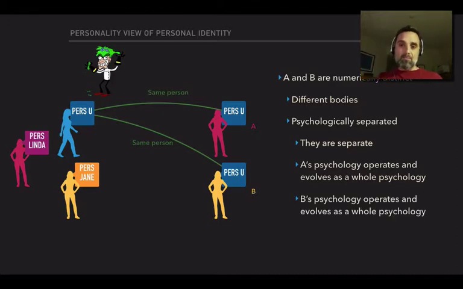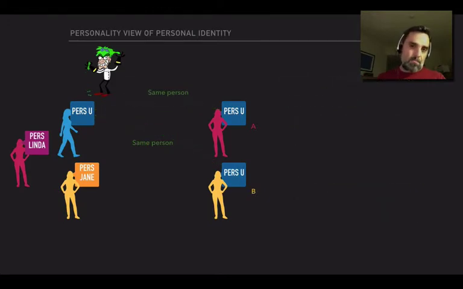Same thing inside of B. So B's psychology is operating and evolving as a whole psychology. So we have separated bodies and we have separated psychologies. And I don't know, but it's hard to see why that wouldn't be sufficient grounds to say that A and B are numerically distinct. So let's suppose that they are.